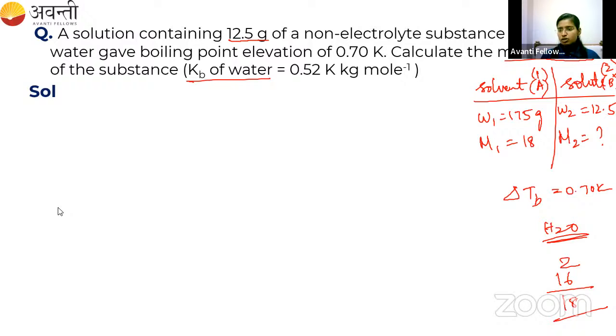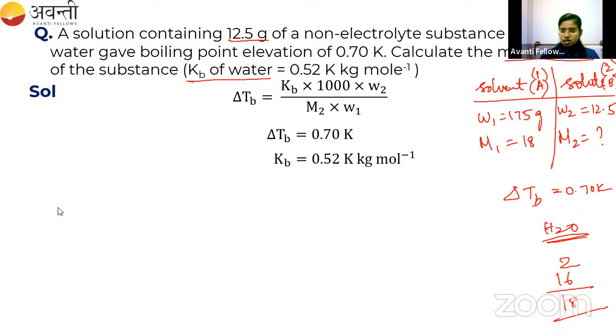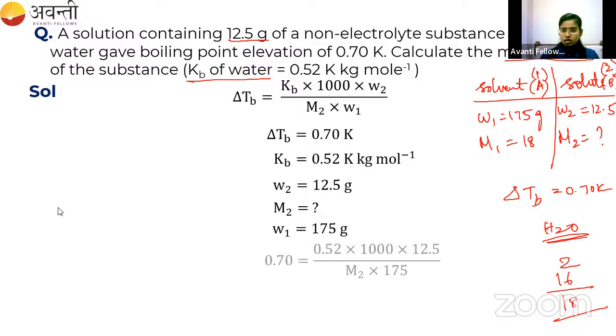So which formula we have to use? Delta TB is equal to Kb into 1000 into W2 by M2 into W1. Delta TB value is given, Kb value is given, W2 is given, M2 is asked, and W1 is 175 gram. Substitute all the values here in the formula, and get the value of M2 by rearrangement as 53.06.